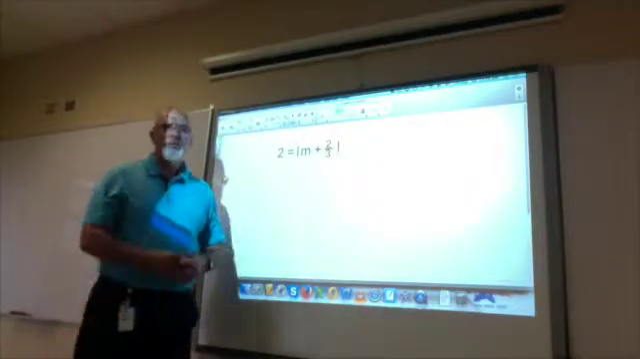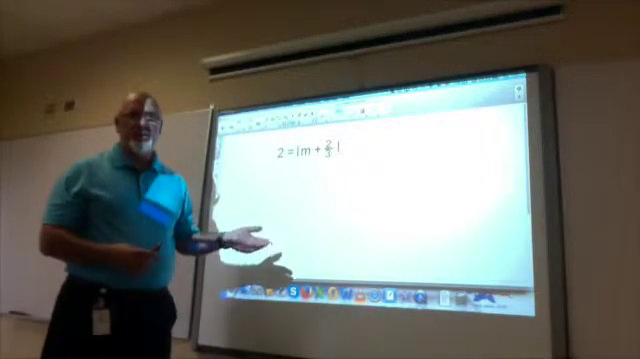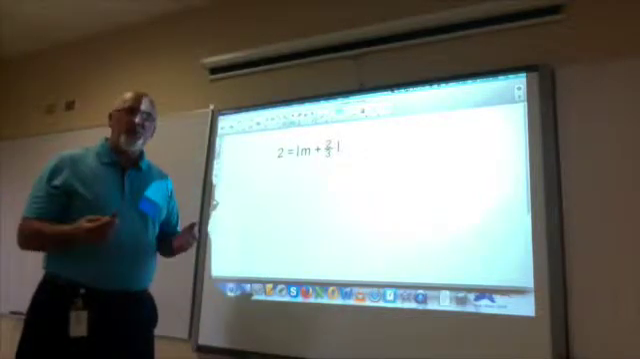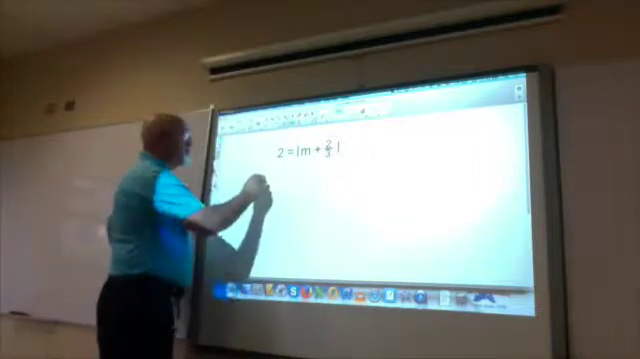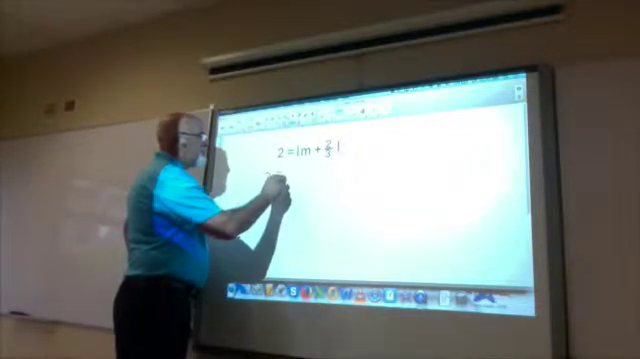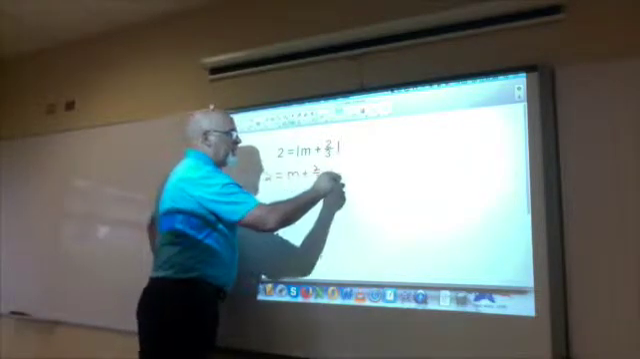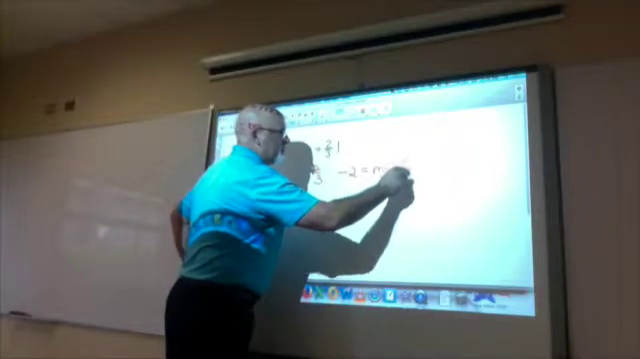Okay, now let's do this one. This one's a little bit different because it's got the plus 2/3 in there. But what we're going to do is, because it can be a negative value or a positive value, we rewrite the equation 2 times. So we go 2 is equal to m plus 2/3, and we write negative 2 is equal to m plus 2/3.